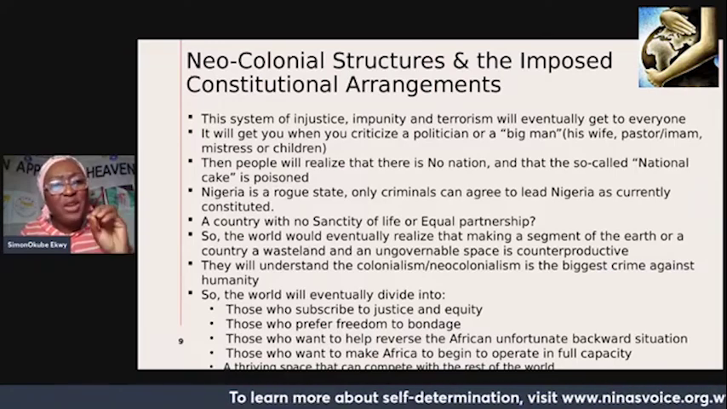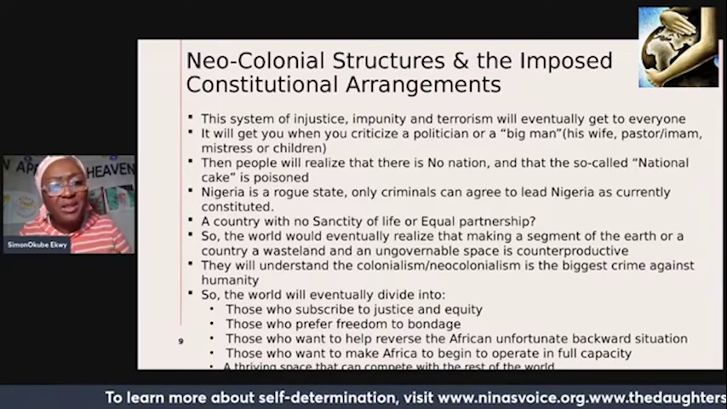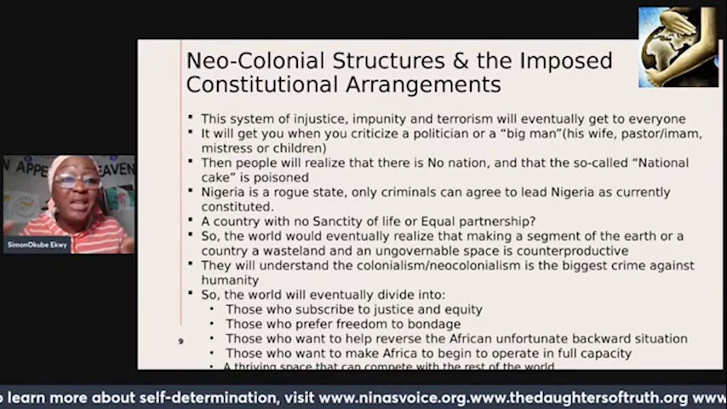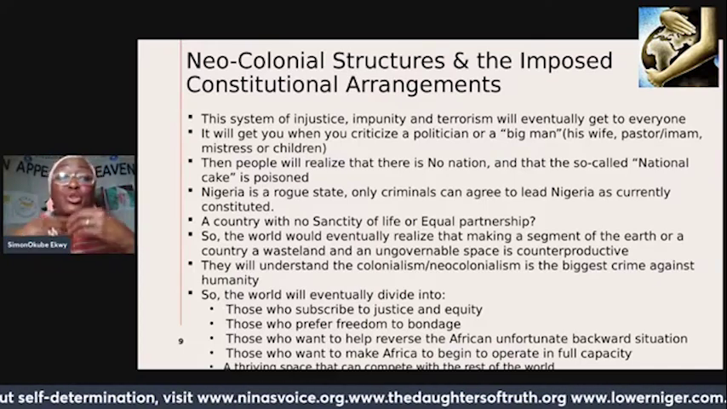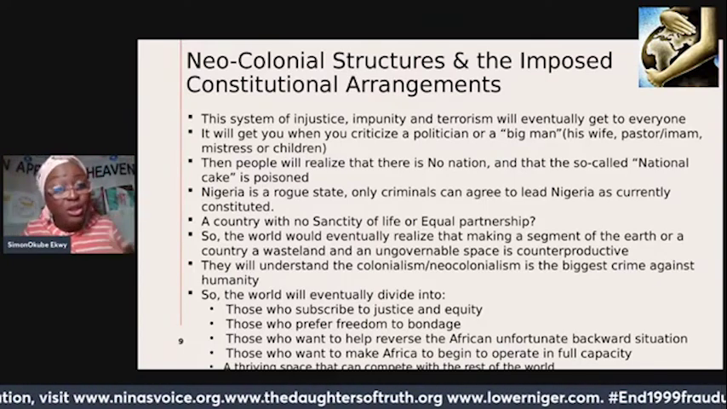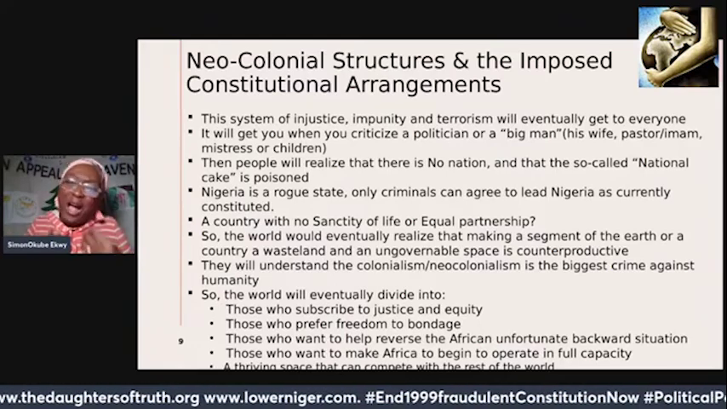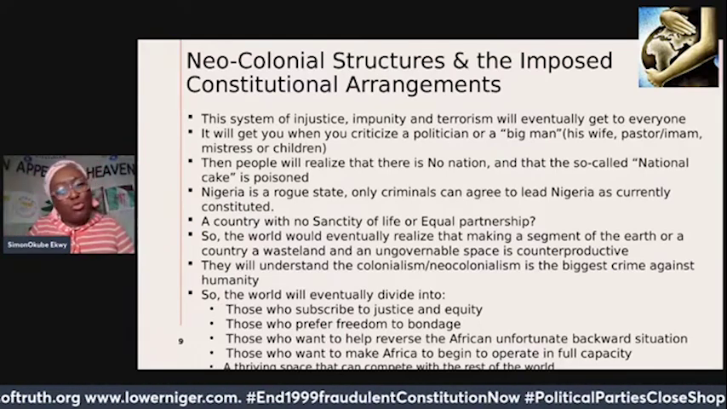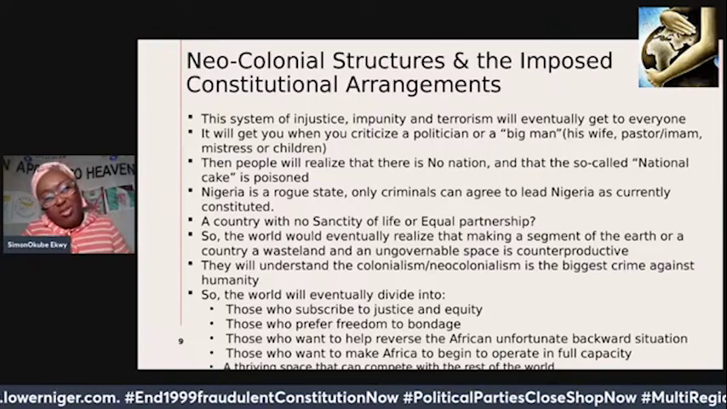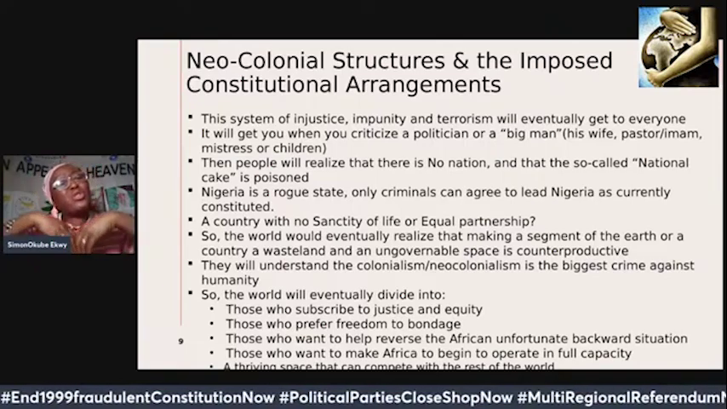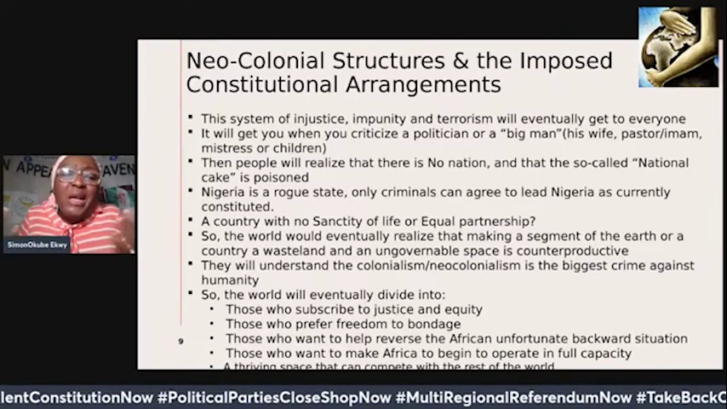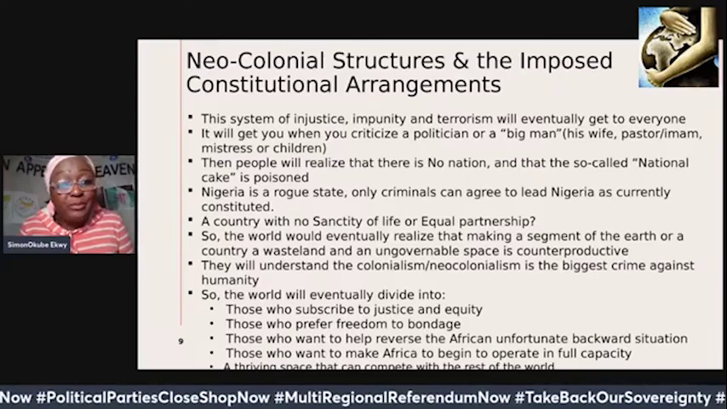This system of injustice, impunity, and terrorism will eventually get to everyone. Everybody will be consumed by it. It will happen to you. If it doesn't happen to you on top, it will happen to you on the ground. If it doesn't happen to you on the ground, it will happen to you in the middle. Because you know what? We are all in the same slave camp.